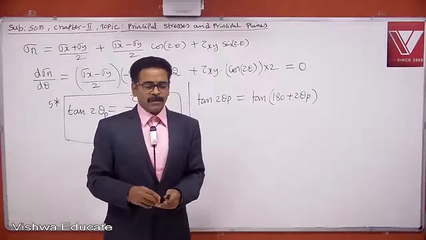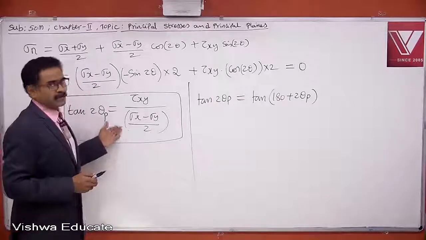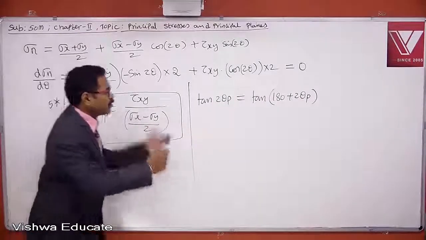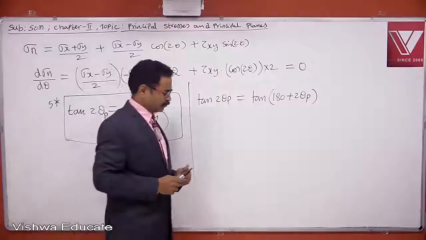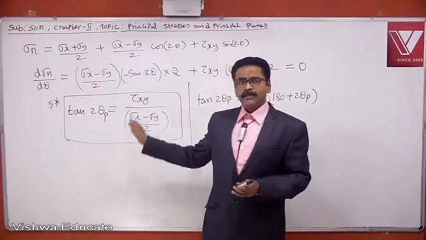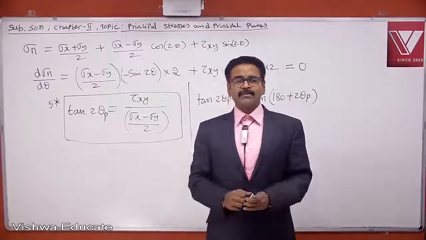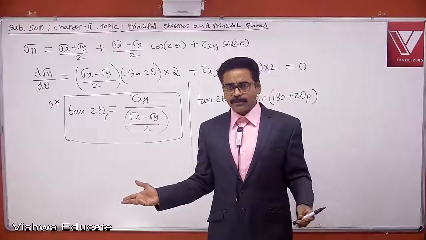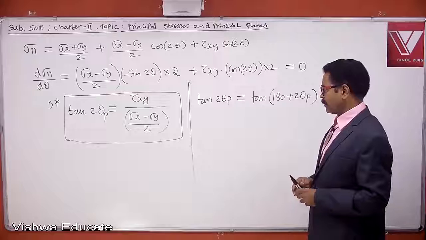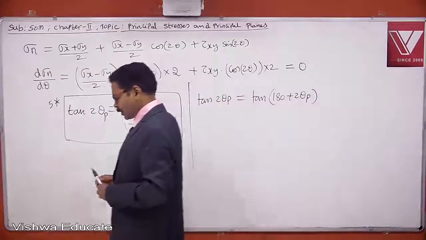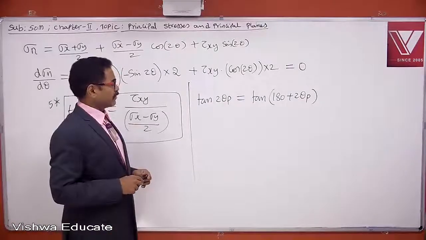That means there are two angles which may satisfy this equation, because tan 2 theta p is also equal to tan of 180 plus 2 theta p. Two angles means there are two planes. One plane is the major principal plane, the other plane is the minor principal plane. Please copy this and write down this statement. So tan 2 theta p is equal to tan of 180 plus 2 theta p. Then you may write this statement.